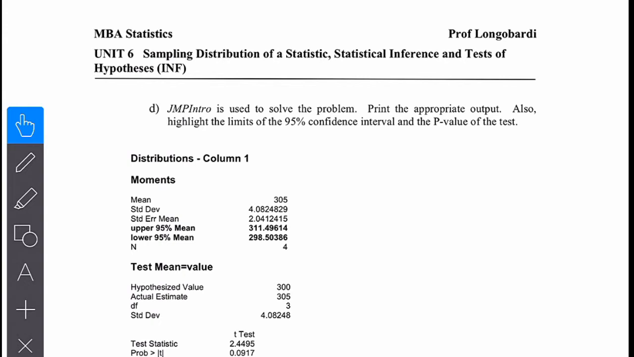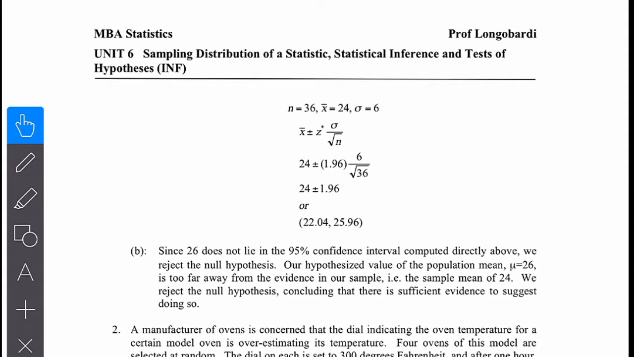Here's some output. I don't stress any kind of computer software for this class, but you should be able to interpret output. If you have statistical software available to you in your work or at home, you'll have no problem using the software and interpreting the results. The most important thing is to be able to interpret results. Plugging numbers in, anybody can do that, right? It's the interpretation that's the most important, and that takes education.